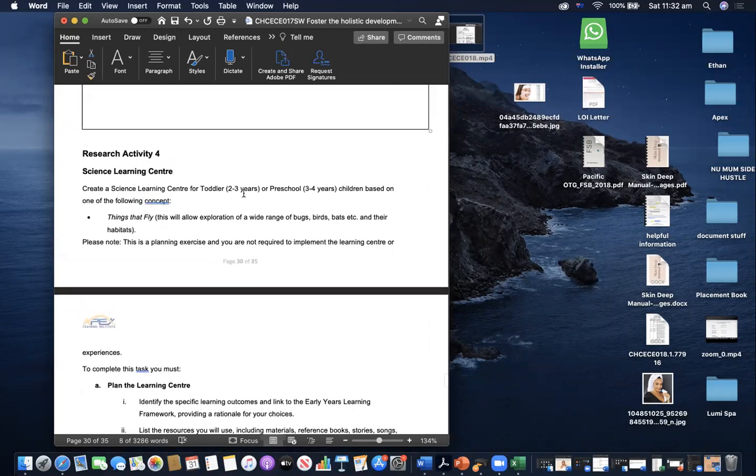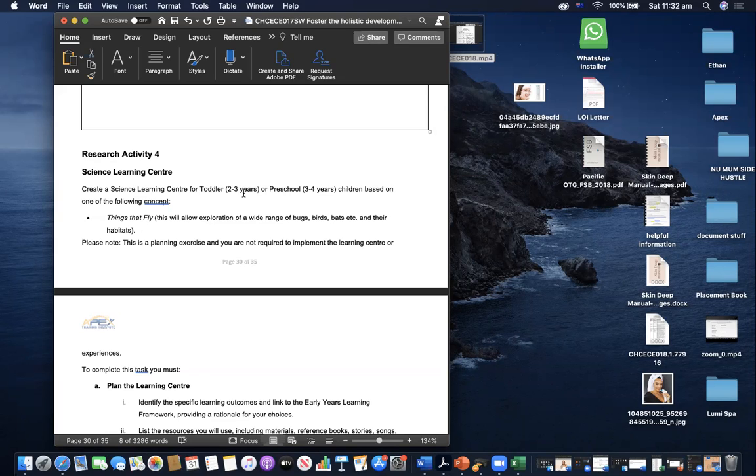Now, in research activity 4, the Science Learning Centre, you're going to be focusing on 2 age groups, okay? So you need to create a science learning activity for toddlers 2 to 3 years, or preschool 3 to 4, based on one of the following concepts. So you need to tell me straight up what age group you're doing, okay? So we're looking at things that fly. So we're exploring the wide range of bugs, birds, bats, and their habitats.